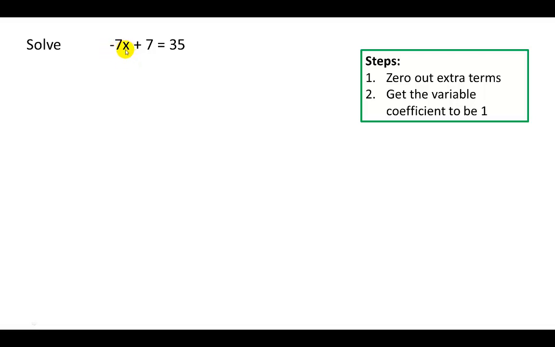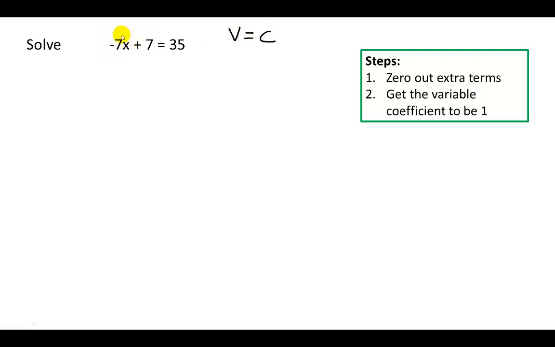To solve negative 7x plus 7 is equal to 35, we first need to zero out any extra terms. To figure out what extra terms we have, we need to keep in mind that we're working to v equals c. That's what it needs to look like.